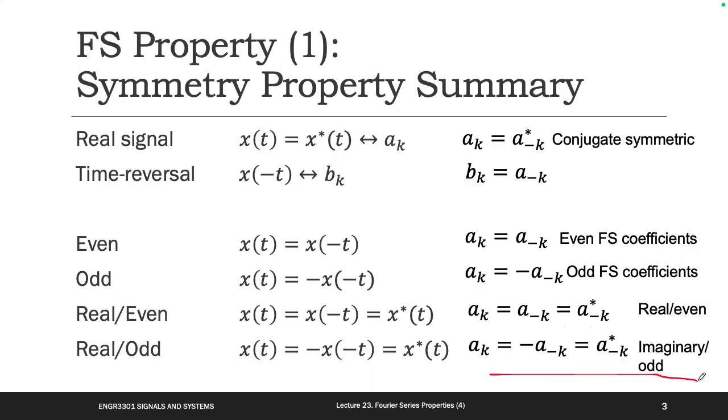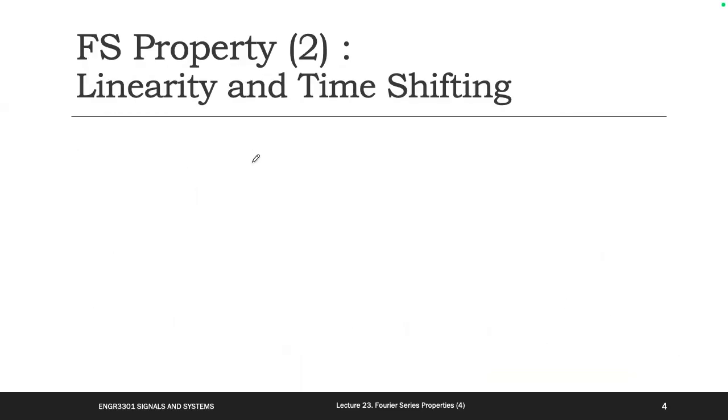For this situation, if you find a_k equals negative a_k conjugate, which means your signal is real and odd. Okay, let's talk about the linearity and the time shifting.